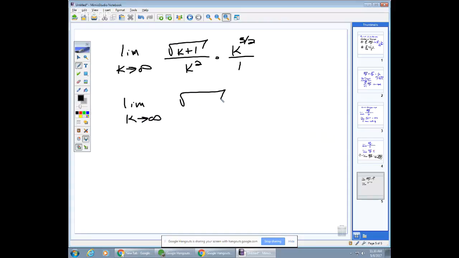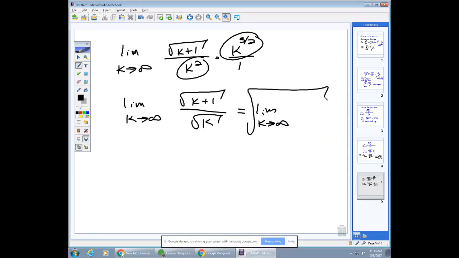Well, I'm going to have that square root of k plus 1. And then as far as these are concerned, 3 halves minus 2 is negative 1/2, which puts a square root of k in the denominator. And basically, like before, we now have the limits, and we can bring this into 1 square root as k goes to infinity, and I can sneak inside the square roots. And what do I get?